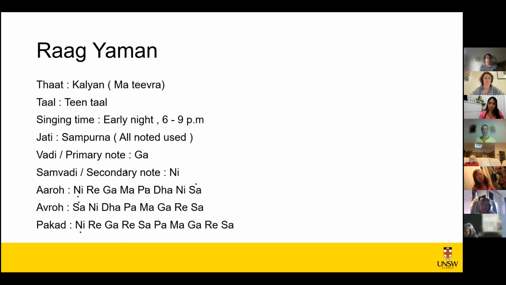And now I'll start with aro. Ni re ga ma pa dha ni sa, sa ni dha pa ma ga re sa. Here, if you would have noticed, ma is sharp. I think I forgot to sing ma sharp in a row. It would be like ni re ga ma pa dha ni sa, sa ni dha pa ma ga re sa.